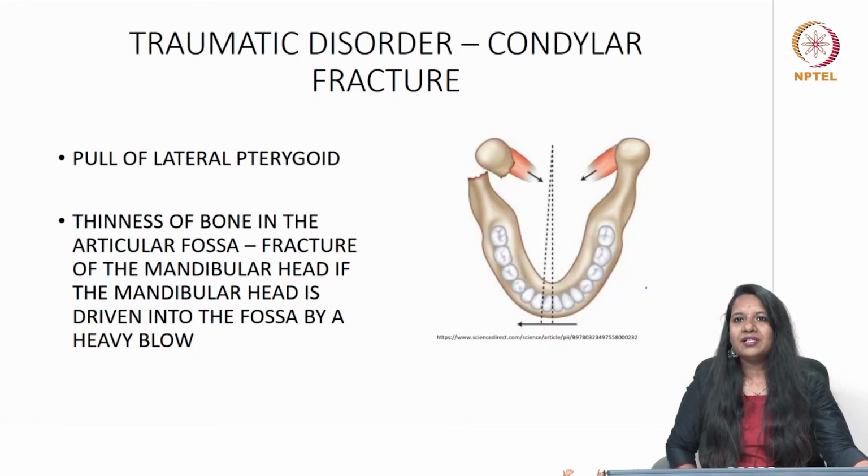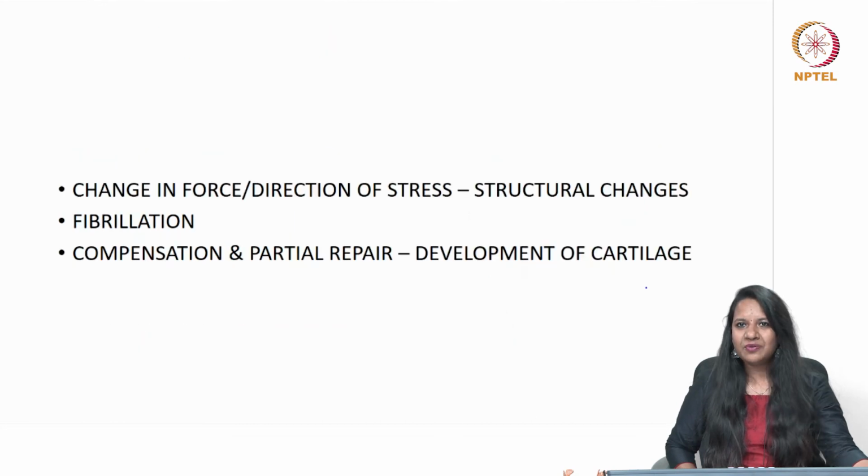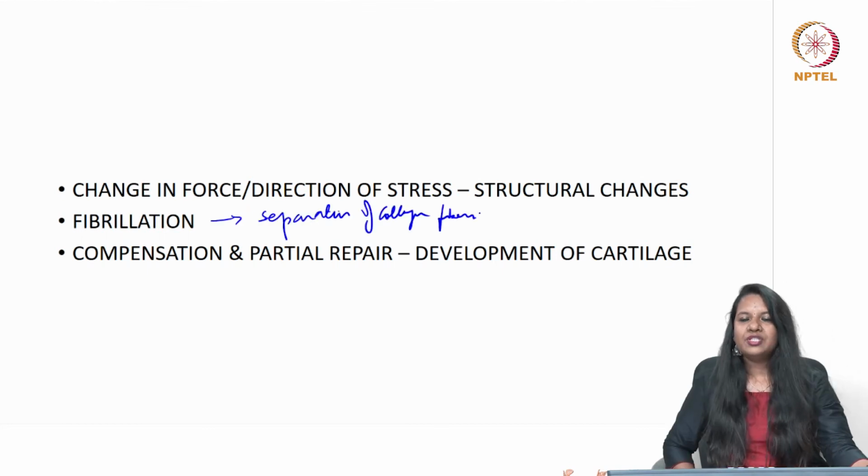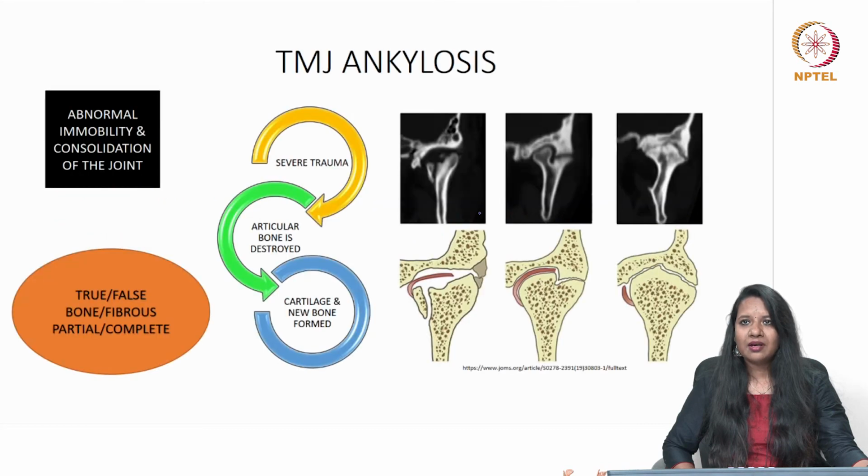Now moving to the traumatic disorder, that is the condylar fracture. It is mainly due to the pull of the lateral pterygoid medially and inferiorly. The thinness of the bone in the articular fossa leads to the fracture of the mandibular head if the mandibular head is driven into the fossa by a heavy blow. Change in force or direction of stress leads to structural changes. The first one being fibrillation. Fibrillation is nothing but the separation of the collagen fibers, and the compensation and partial repair is done by the development of cartilage.